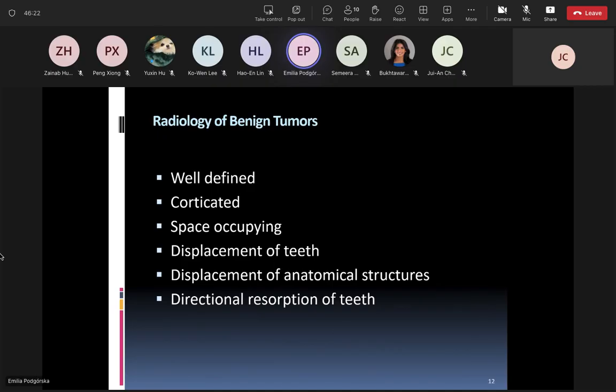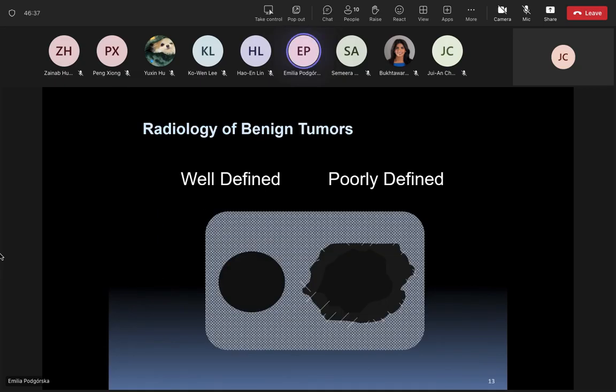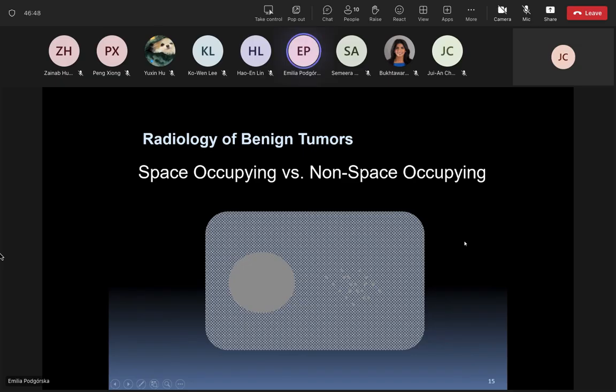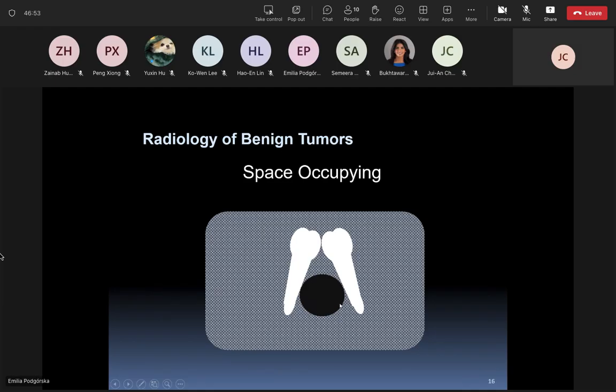Radiology of benign tumors: well defined, sclerotic margins, space occupying, displacement of teeth, displacement of anatomical structures, and directional resorption of teeth.